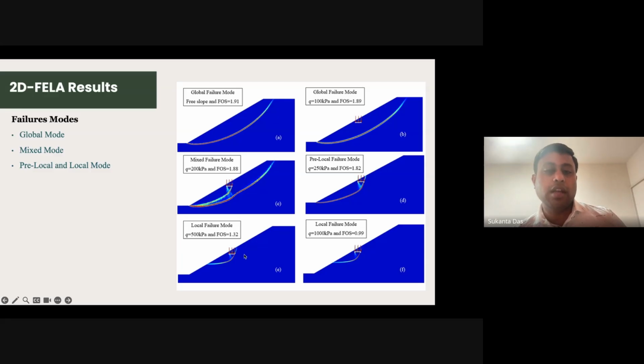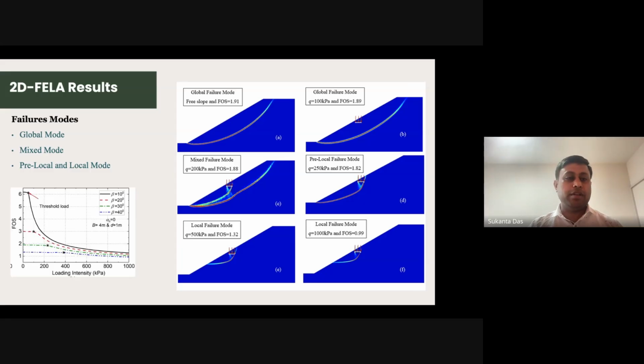Why do we call it a mixed failure mode? Because if we say this is local and this is global, both exist. But before going to the local, you can see this failure is reaching the toe, but here it is not reaching the toe. It is very much surrounding the building foundations. So that's why we have given a name. This is mixed, and this is pre-local, before coming to the pure local failure mode.